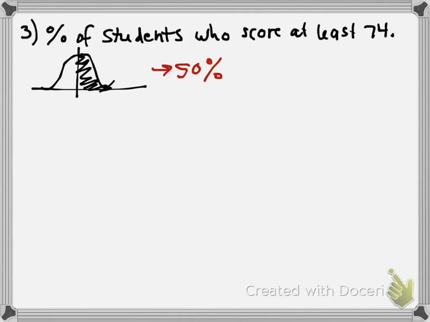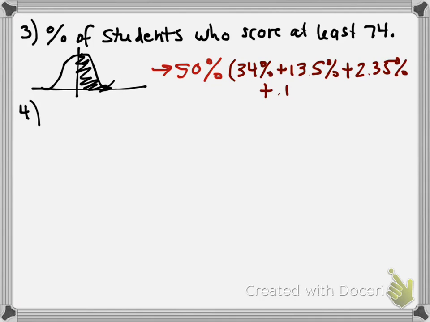All right, let's try another one. Now, we could put in here, if you don't believe me, this would be the 34% plus the 13.5% plus the 2.35% plus the 0.15%. But it's far easier just to be intelligent enough to say, hey, that's half the curve. Oh, half of 100 is 50%, okay?